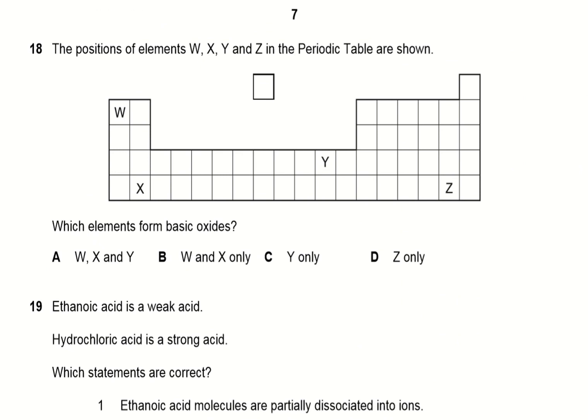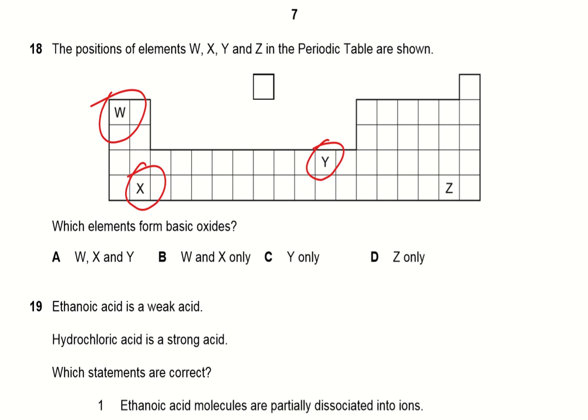Which of the following W, X, Y, Z in the periodic table form basic oxide? So elements that form basic oxides are actually metals. Basic oxides are oxides of metals. So we need to find out which one of these are metals. This is a group 1 metal, this is a group 2 metal, and this is a transition metal.